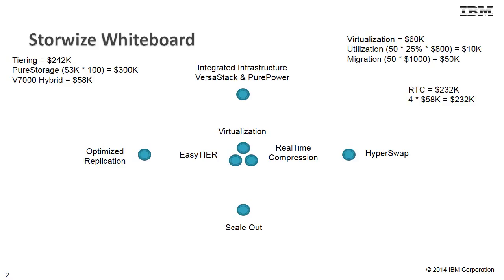The next one is optimized replication. So in some cases, the customer might also want to replicate over a long distance just for disaster recovery purposes. In this case, they'd use IP as the protocol for that. Well, IBM with Storwize actually includes an integrated WAN optimization solution or technology. And that allows us to optimize the replication over the IP link to the DR site.